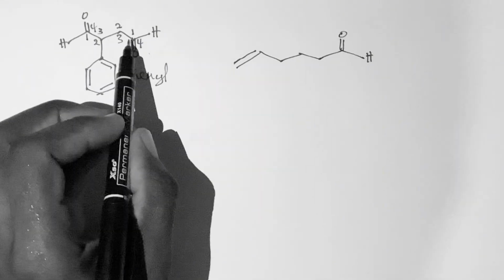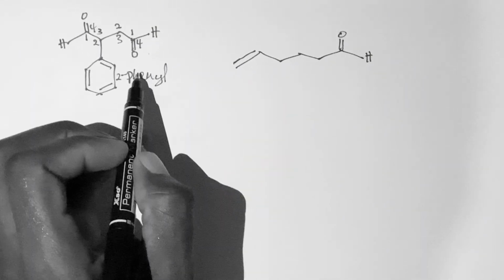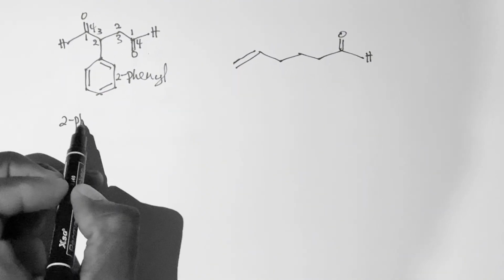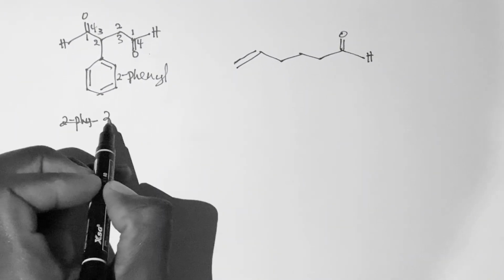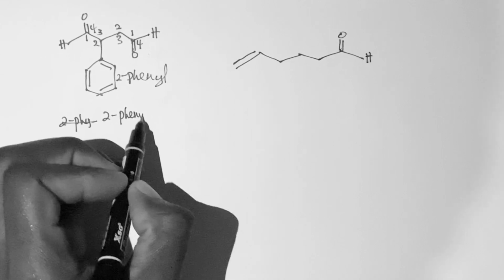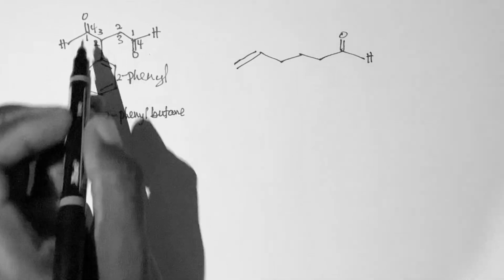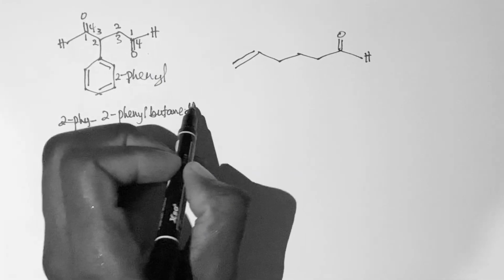And then the parent chain is 4 carbons, so it's a butane. So the name will become 2-phenylbutane, but they are two, so diol.